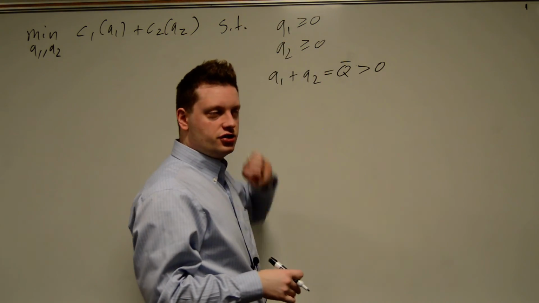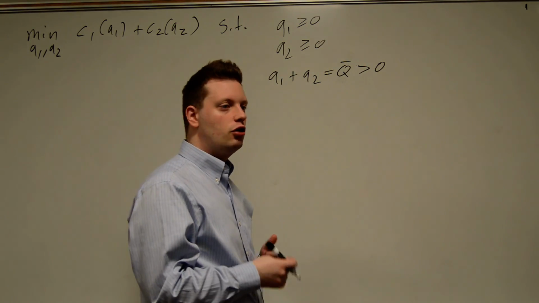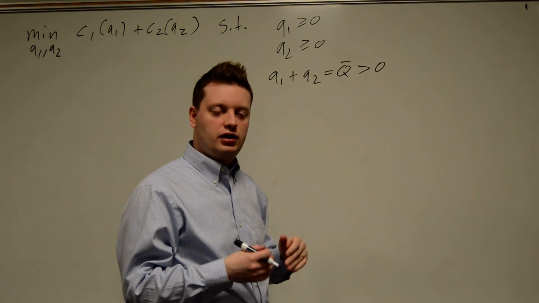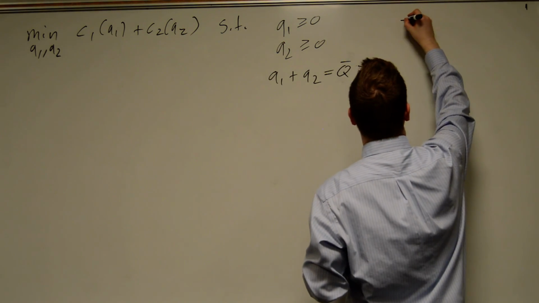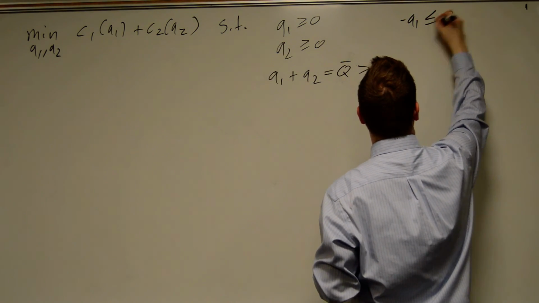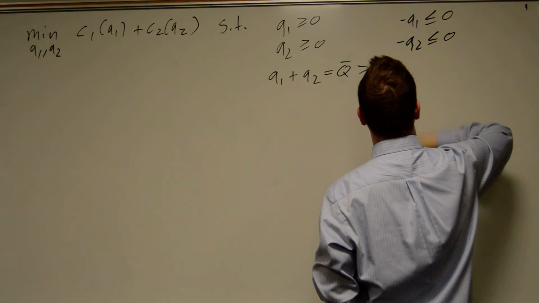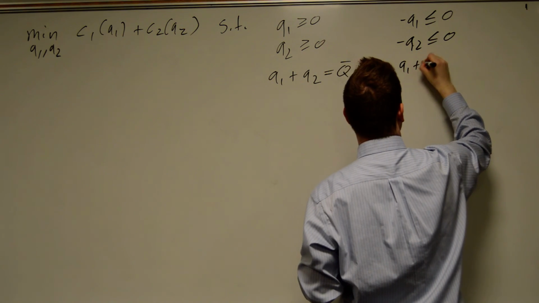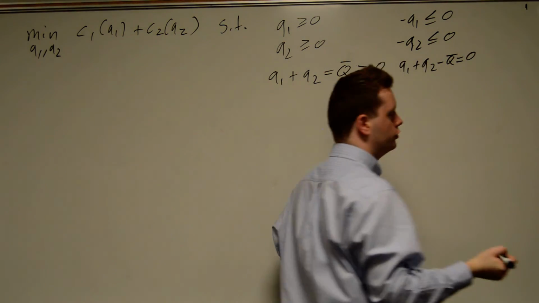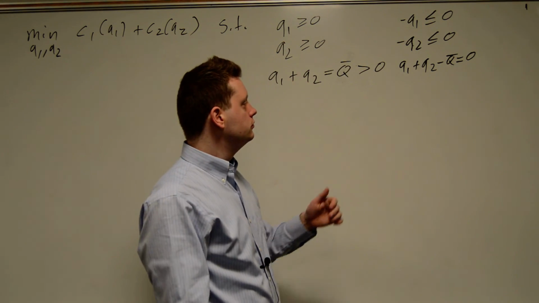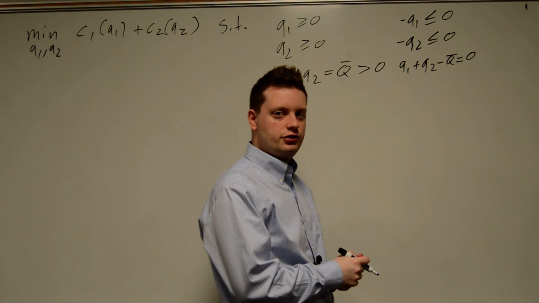All inequality constraints need to be less than or equal to 0, and all equality constraints need to be equal to 0. So we get minus Q1 is less than or equal to 0, minus Q2 is less than or equal to 0, and we have Q1 plus Q2 minus Q bar is equal to 0. Okay, now they're in the correct form. Now we can check the constraint qualification.